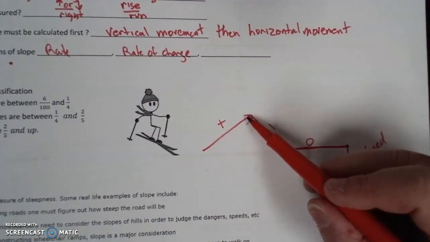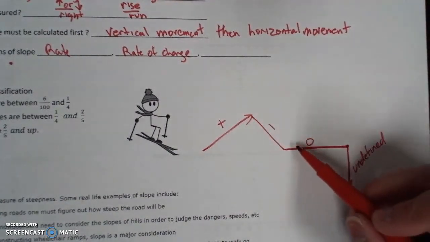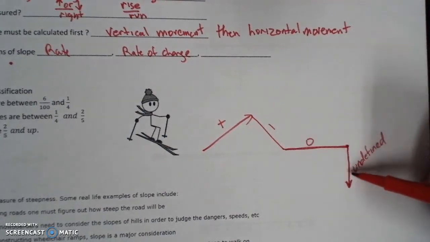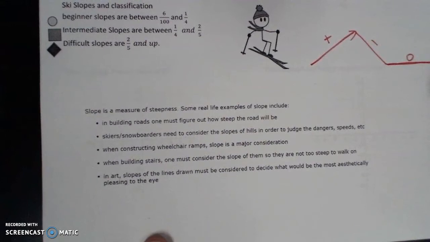So any line that is going in this direction is a positive slope. That is a negative slope. This has a zero slope, and these are called undefined. Slope is a measure of steepness.